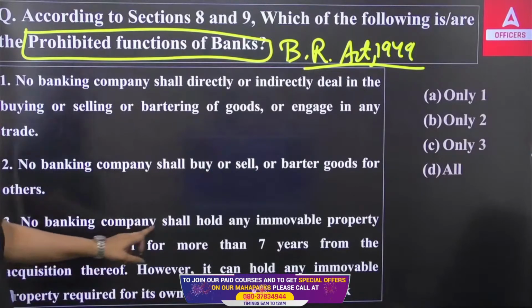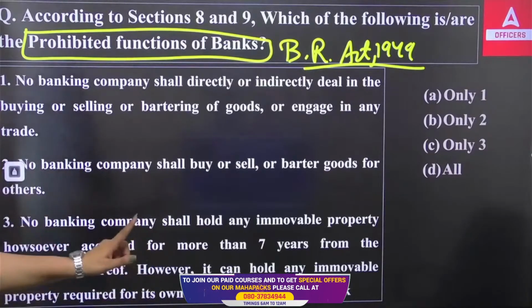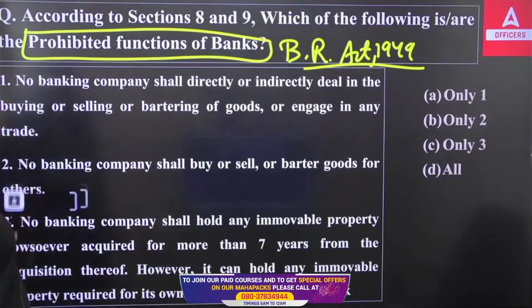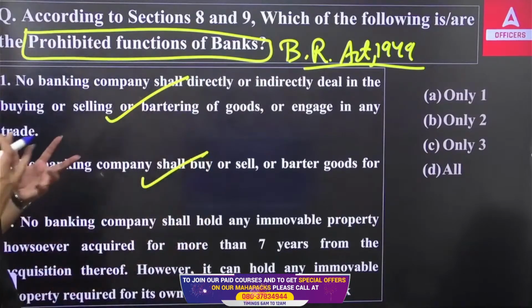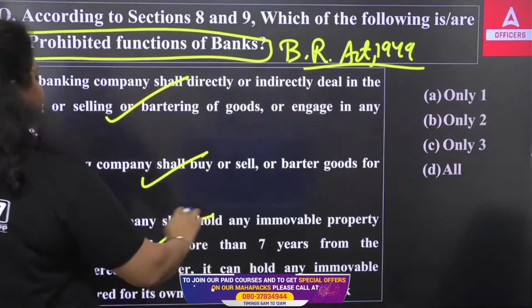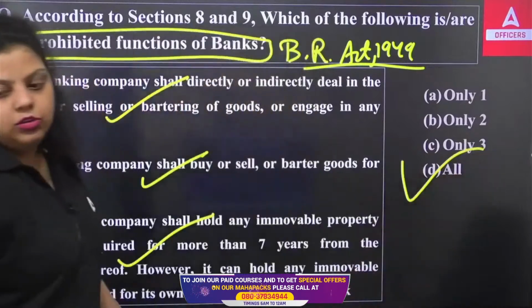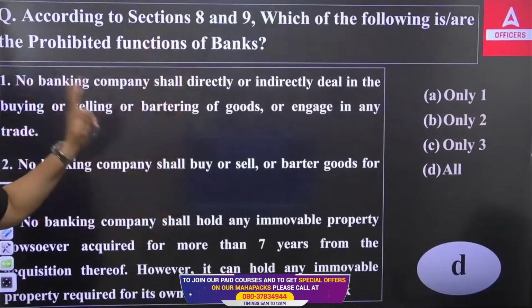Next, no banking company shall hold any immovable property, howsoever acquired, for more than 7 years from the acquisition thereof. However, it can hold any immovable property that is required for its own use. So what do you think? All are correct. You cannot purchase or sell. You cannot deal in trade. You cannot become a mediator for barter goods. You cannot hold any immovable property acquired for more than 7 years from the acquisition thereof. So all these three statements are prohibited functions of a bank that cannot be performed by the bank. So the right answer is D, that is all. All are prohibited functions of a bank. They cannot be performed by any bank.